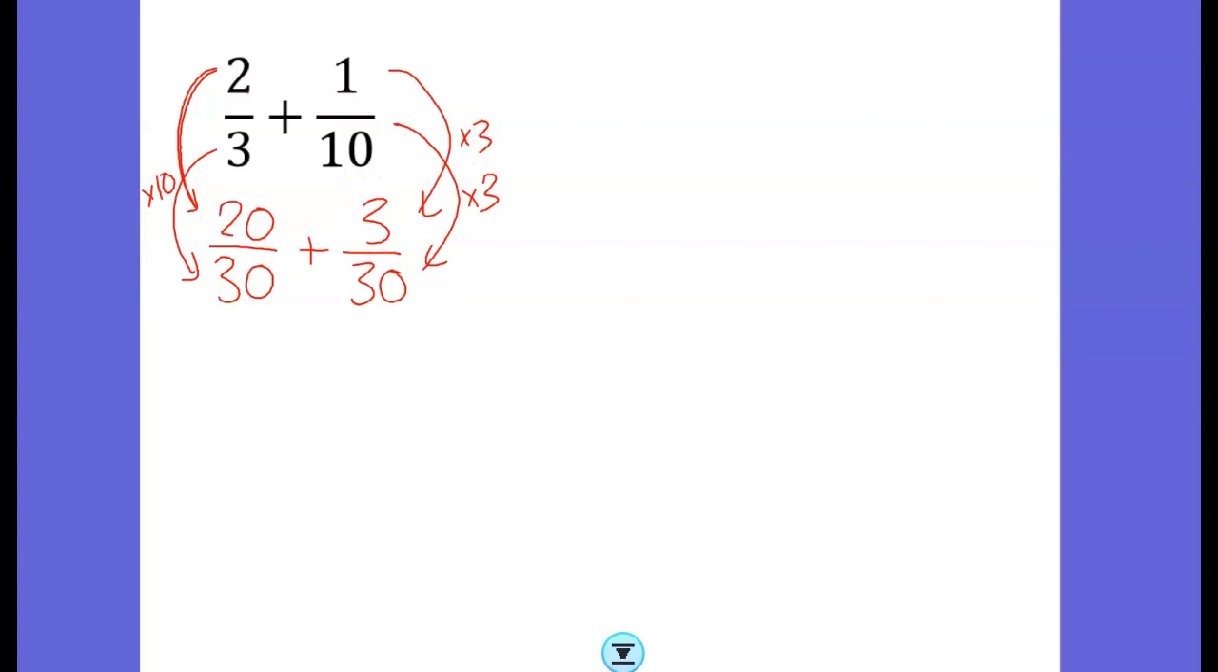So 2 over 3, add 1 over 10, I rewrite it with the same denominator, and then I just add the tops, add the numerators. 20 plus 3, 23, and the denominator stays the same. So that's the key to unlocking these questions, is find a common multiple for the denominators.